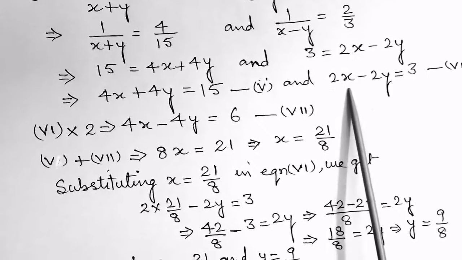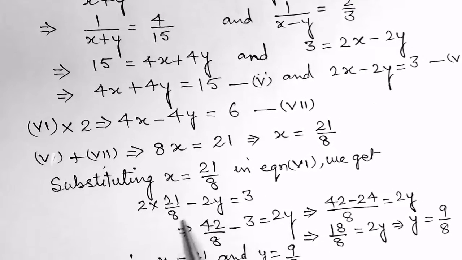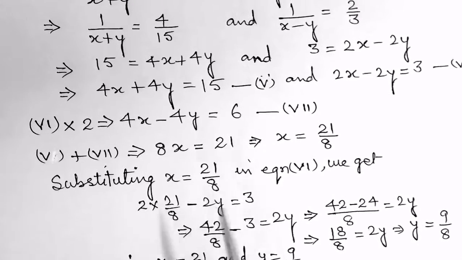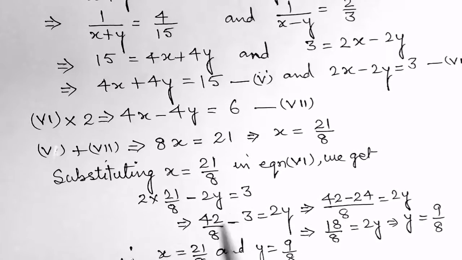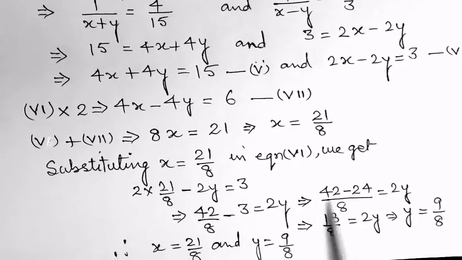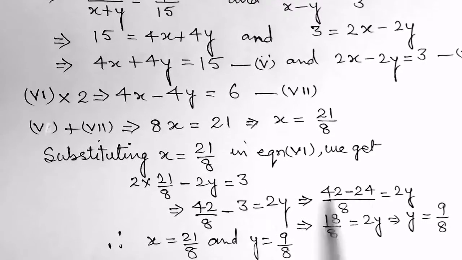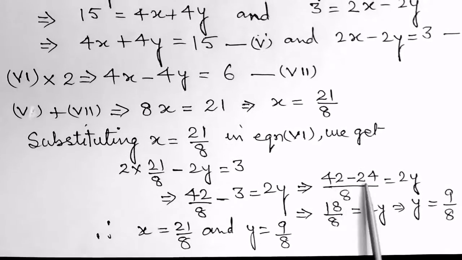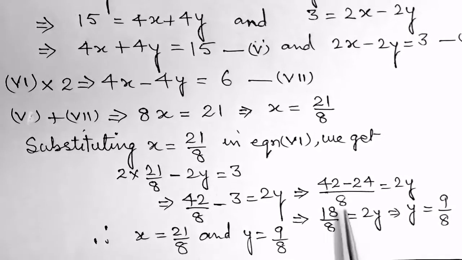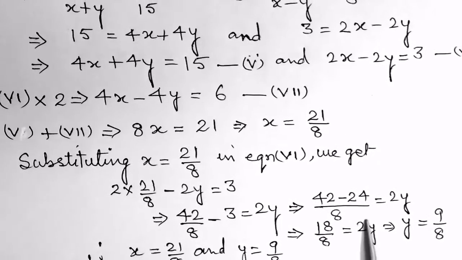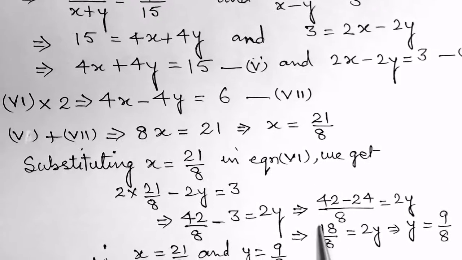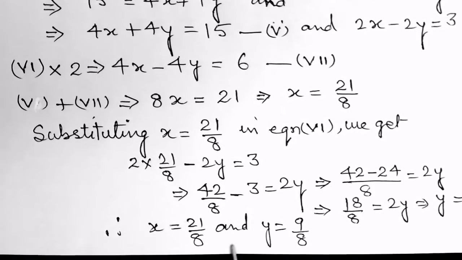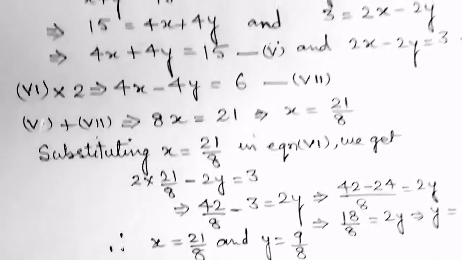So 2 into 21 over 8 minus 2y is equal to 3. Take 2 here, this becomes 42 upon 8. Transpose this 3 to that side and 2y to this side. Now take LCM here. Right, LCM will be 8. So I get 42 minus 8 3s are 24 upon 8 is equal to 2y. Right, so 42 minus 24 is 18. So 18 over 8 is equal to 2y. So if you cancel this by 2, you are left with 9 here. So y is equal to 9 over 8. Therefore, x is equal to 21 over 8 and y is equal to 9 upon 8.